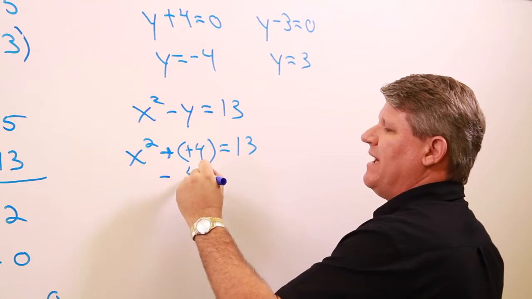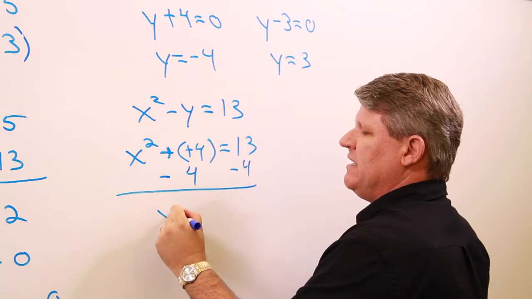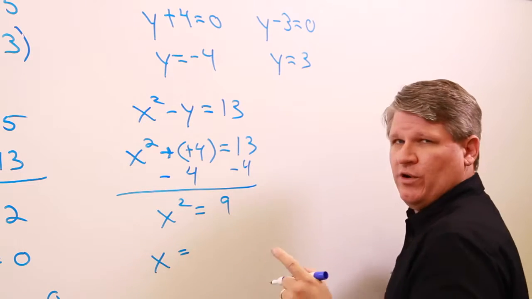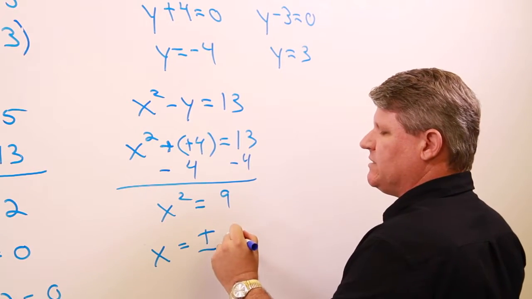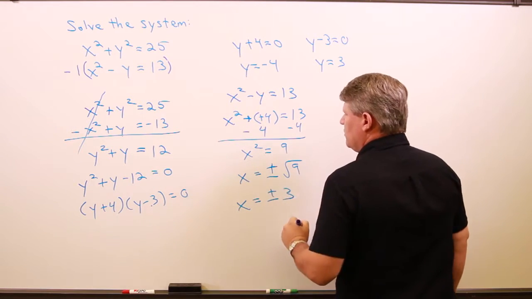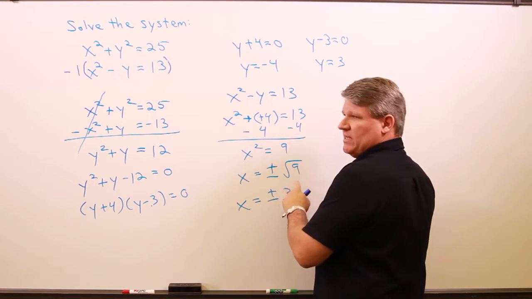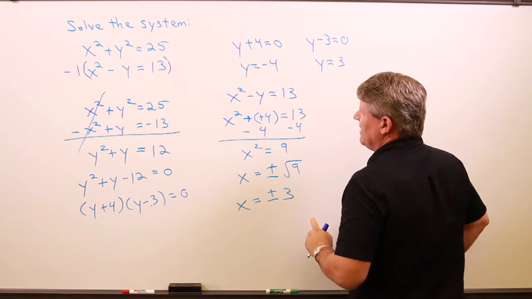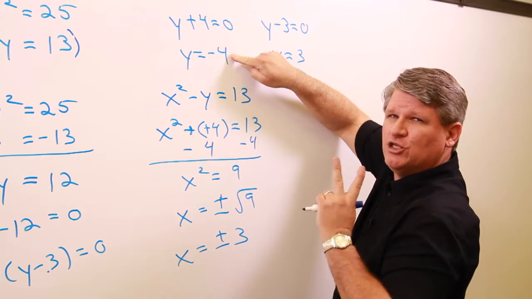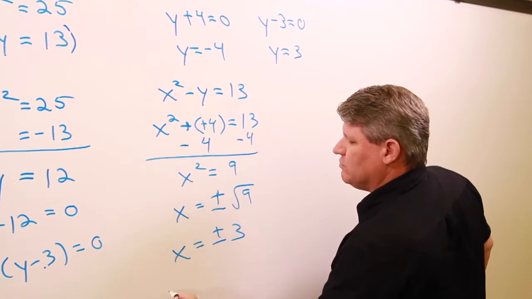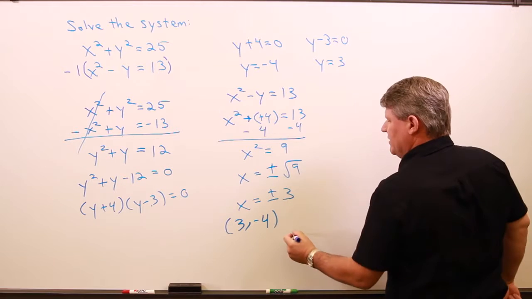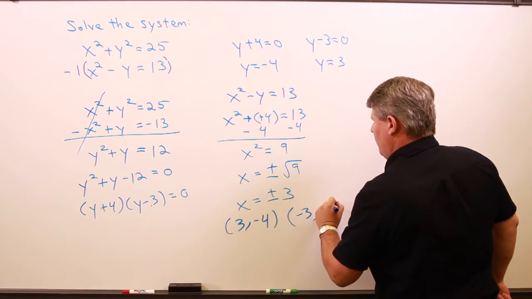I can get my x squared by itself by subtracting 4 from both sides, and then get x squared is equal to 9. So x is equal to, according to our square root principle, plus or minus the square root of 9. And of course, the square root of 9 is 3. So I'm getting two answers for x, positive 3 and negative 3. Now here's the thing. I plugged in one value of y and got two different x's. So what I really have now is two separate answers. One of my answers is the ordered pair positive 3 with negative 4. And my other answer is negative 3 and negative 4.